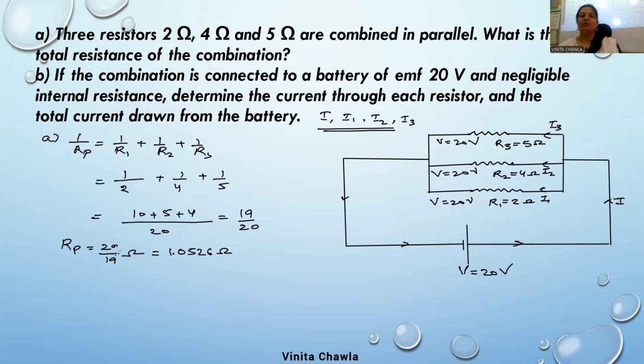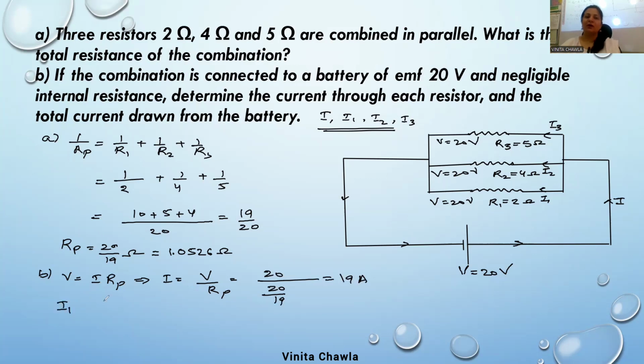Now because we know the value of net resistance, we can find the total current. How will you find total current? V is equal to I RP, which implies I is equal to V upon RP. Put the values. V is 20 and RP is 20 by 19. So what value is coming? It's 19 ampere. So we got I.